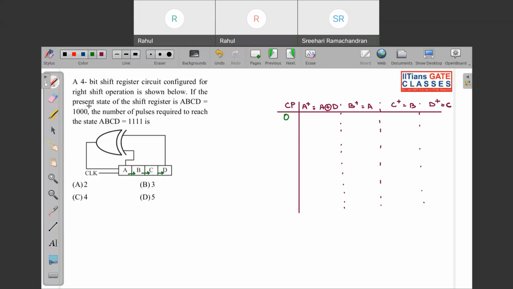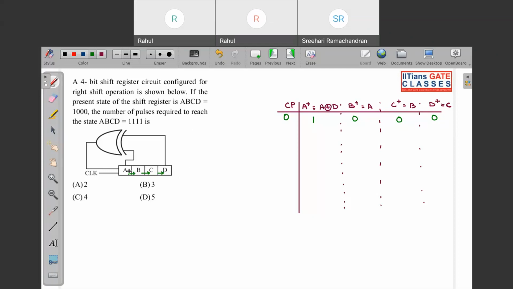is shown below. If the present state of the shift register ABCD, that is at clock pulse 0, the state is 1 0 0 0. The number of pulses required to reach the state ABCD equal to 1 1 1 1. So I have just written the next state of A flip flop, B flip flop, C flip flop, D flip flop. Okay.